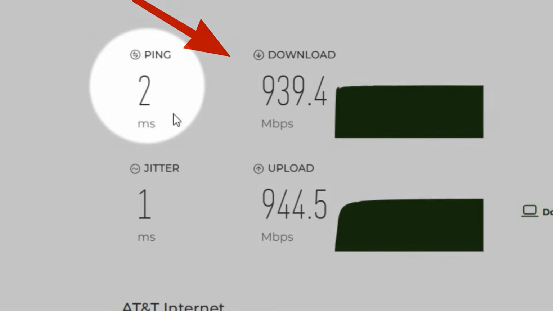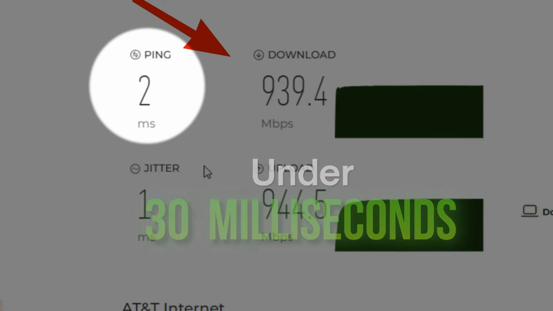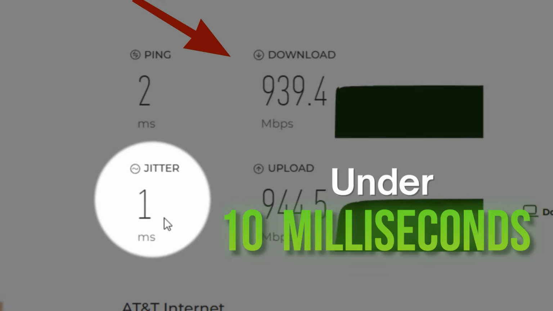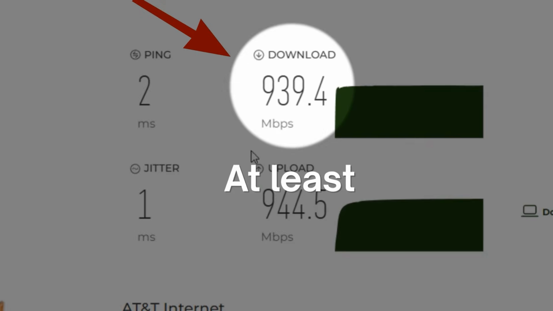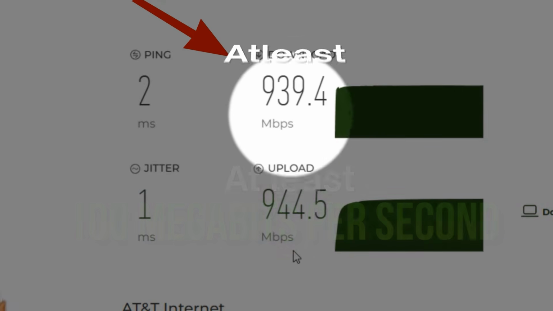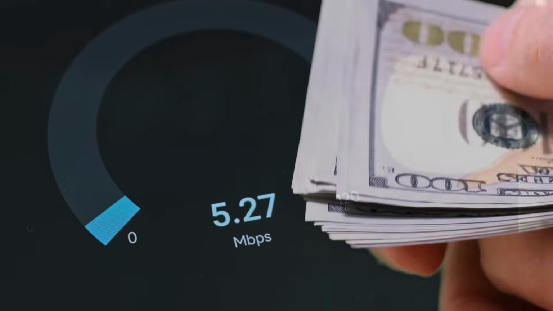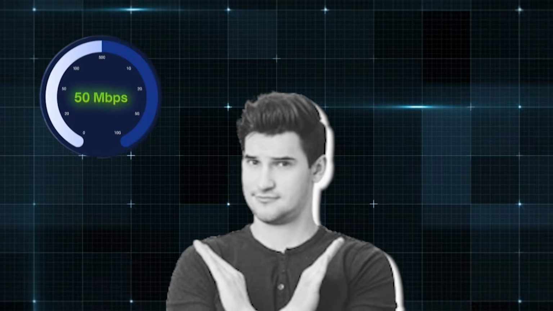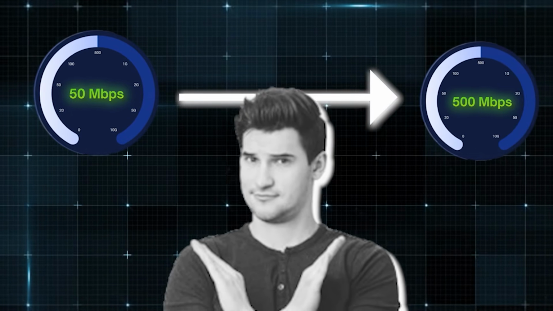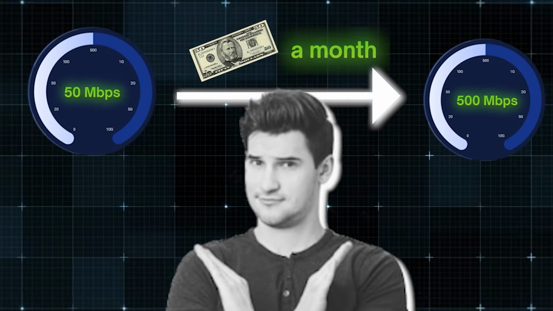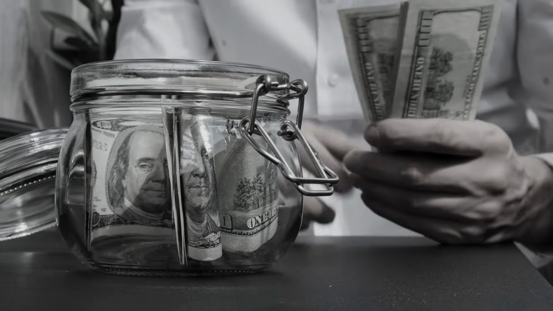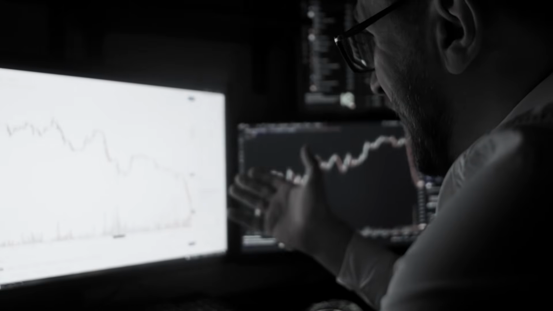So again, we want this ping under 30 milliseconds. We want this jitter under 10 milliseconds. We want the download of at least 100 megabits per second. Upload at least 100 megabits per second. You want to try to buy as much speed as you possibly can. I've spoken to traders, and it always strikes me when I speak to these guys, traders who didn't want to upgrade from 50 megabits per second to 500 megabits per second because it costs an extra $50 a month. Really? Don't cheap out on internet speed. Saving $50 could cost you thousands on a bad trade.